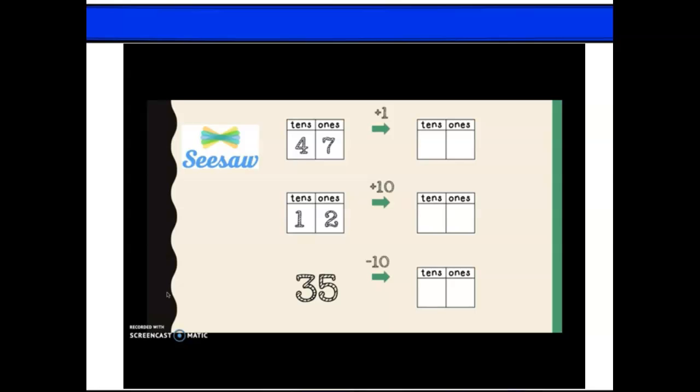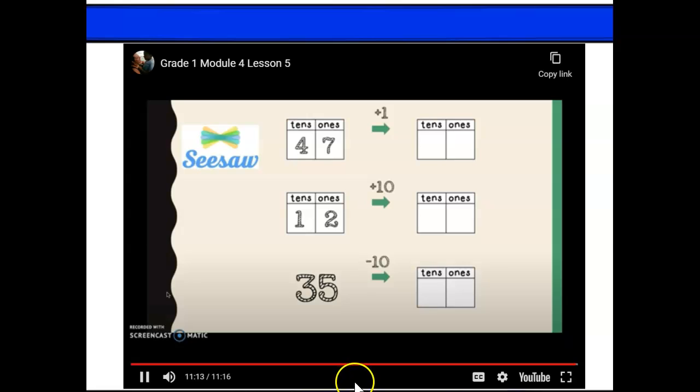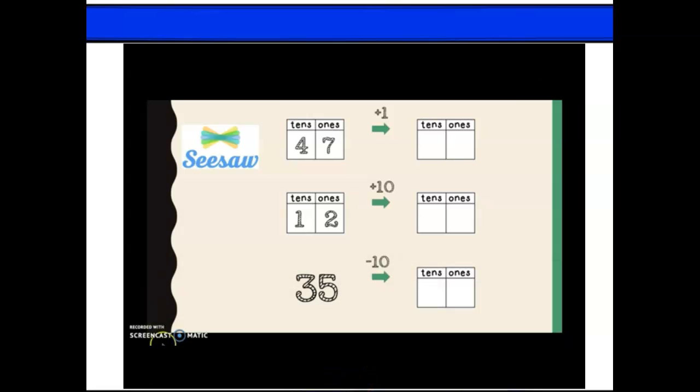So 47 is going to change by 1 more. 12 is going to change by 10 more. And then 35 is going to change by 10 less. Now, I'm not going to draw the pictures, but if you need to draw the pictures and cross them out when they leave, or add in another group when you add in either a group of 10s or 1s, then you go ahead and do it. What I'm looking for is all of your good answers. I also want to make sure that you draw that arrow and say how much it's changing by above each one. All right? Good luck, friend.